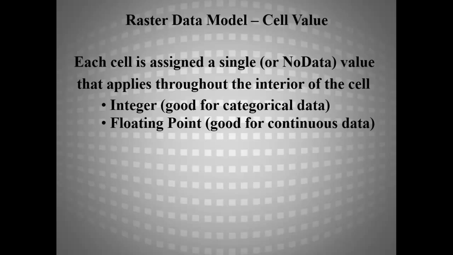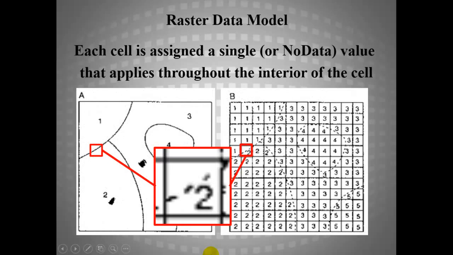You can have cell values that are integers, and integers are going to be good for the categorical data. Remember, categorical is nominal and ordinal. You can have floating point data, and that's good for continuous data. So you can imagine temperature in degrees Fahrenheit might be interval data. Temperature in degrees Rankine, which is an absolute scale, might be ratio data. But you can have floating point or integer values for these cells.